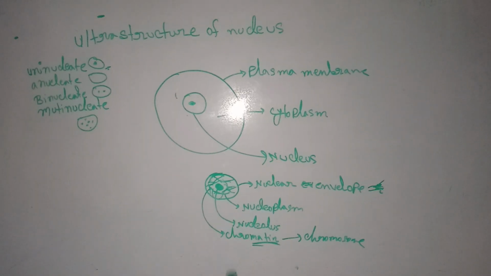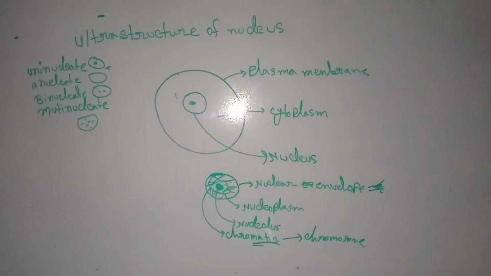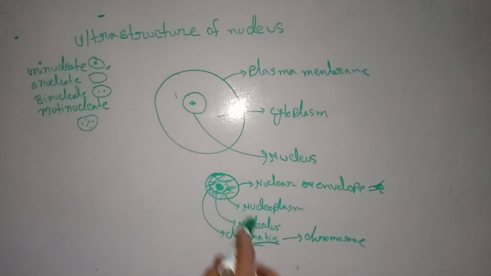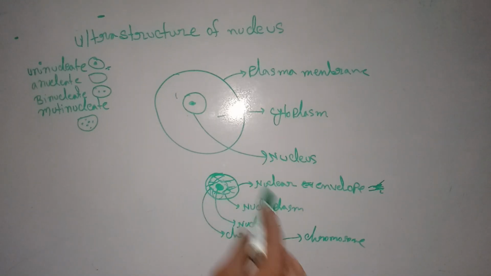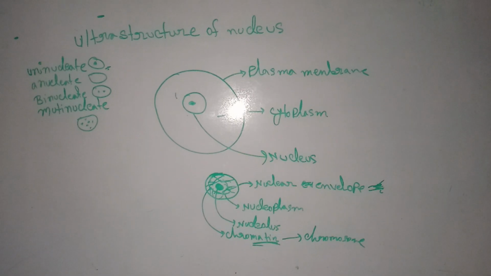Then we can focus on the nucleolus. The nucleolus is a spherical structure found in the nucleoplasm. It is not separated from the rest of the nucleoplasm, and it is not bound by any membrane.